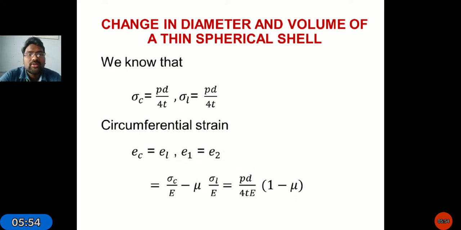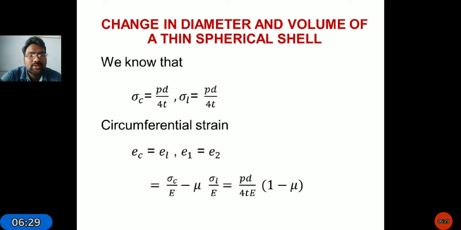Now we are going to calculate in the x-axis. That means e1 is equal to sigma C by E minus mu into sigma L by E, where sigma C is the circumferential stress, capital E is the Young's modulus, mu is the Poisson's ratio, and sigma L is the longitudinal stress. In this equation, sigma C is equal to PD by 4t. By substituting and taking it in common, we get PD by 4t into 1 minus mu.